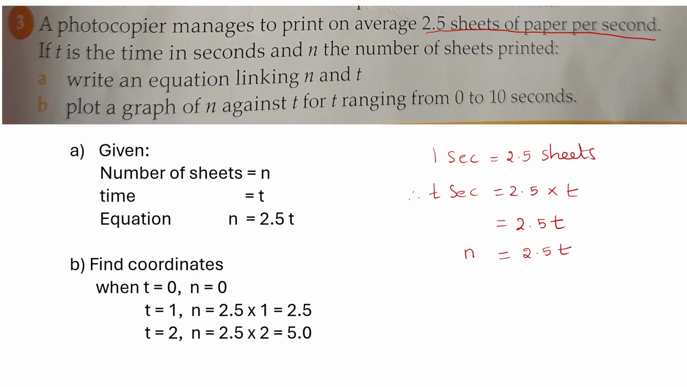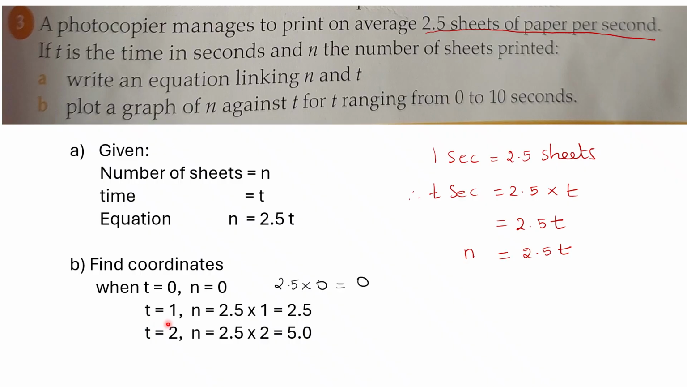Okay, now B question is, plot a graph of n against t for t ranging from 0 to 10 seconds. If we want to plot a graph, we need the coordinates, right? So now we are going to find coordinates. When t equals 0, we substitute here: n equals 2.5 into 0, which is 0. When t equals 0, n also is 0.